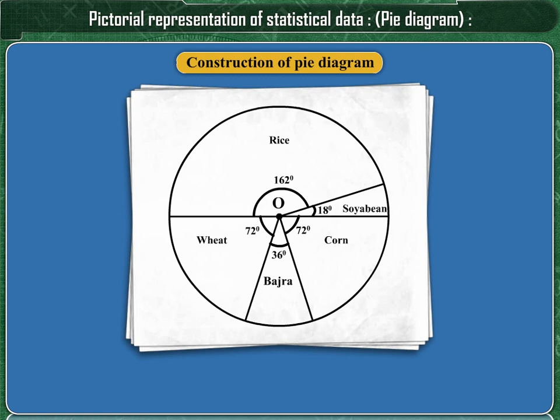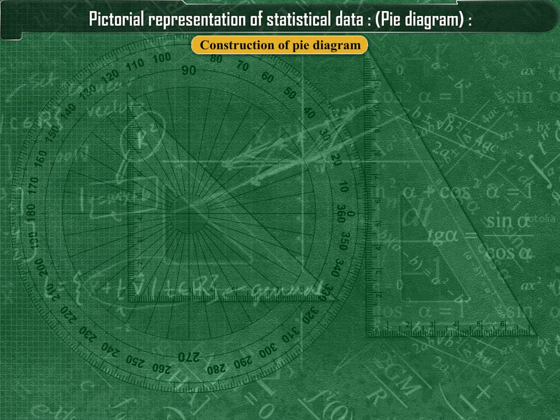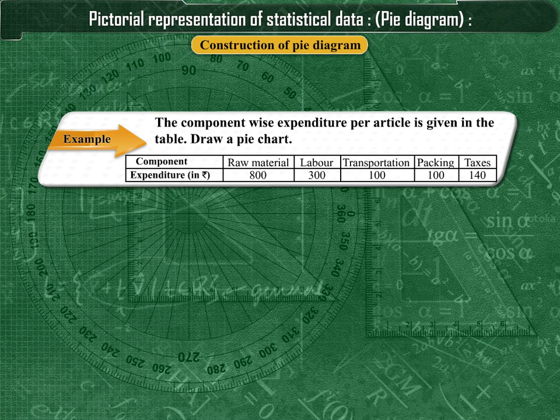Let us now construct a pie diagram for the given data. The table shows different components and their corresponding expenditure in rupees. We have to draw a pie chart. The first step is to prepare a table containing the items or components and the values of the items. Here, the table contains components, expenditures, and measures of central angles. The measure of central angle can be found by using the formula central angle is equal to value of the component upon total value of all the components into 360 degrees.